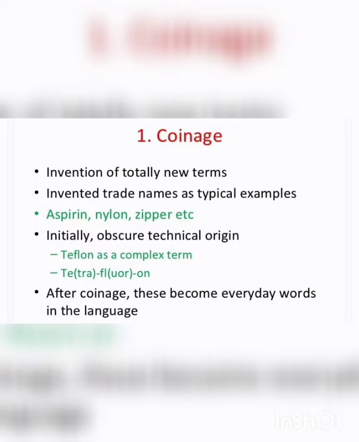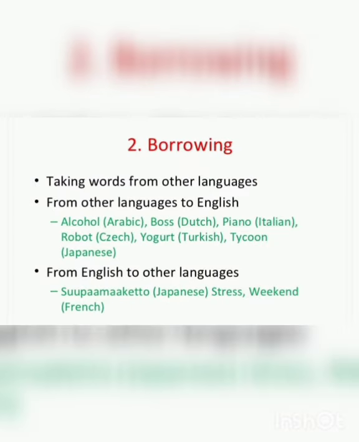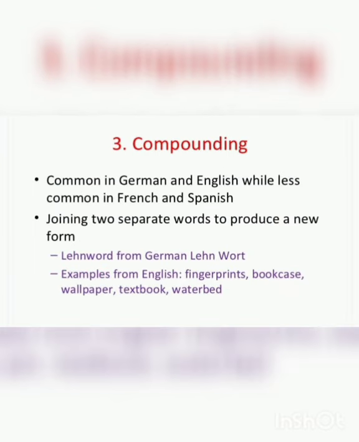Borrowing is the process of creating a new word from words of other languages. Throughout its history, the English language has adopted a vast number of words from other languages. For example, croissant from French, dope from Dutch. Compounding is the process of creating a new word, joining two separate words into a single form to describe something new. For example, bookcase, doorknob, fingerprint.